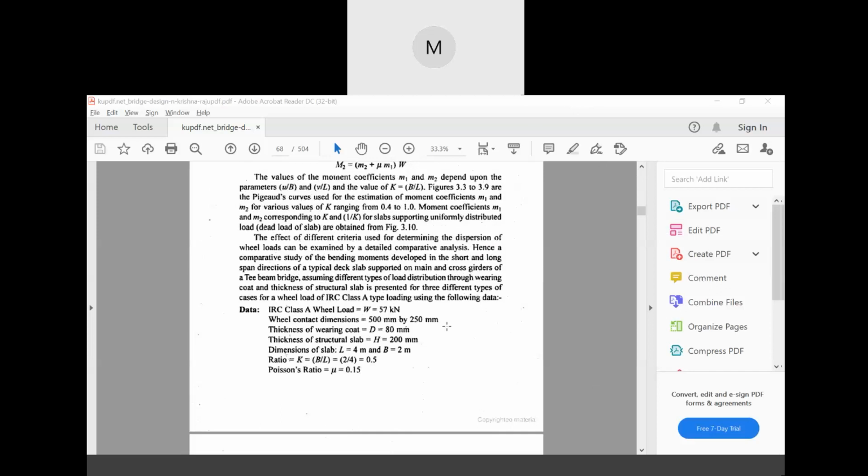Fine, good. So now if you see here, just write this. These are the given data: IRC class A wheel load, W equal to 57 kilonewton. Is it clearly audible to every one of you?